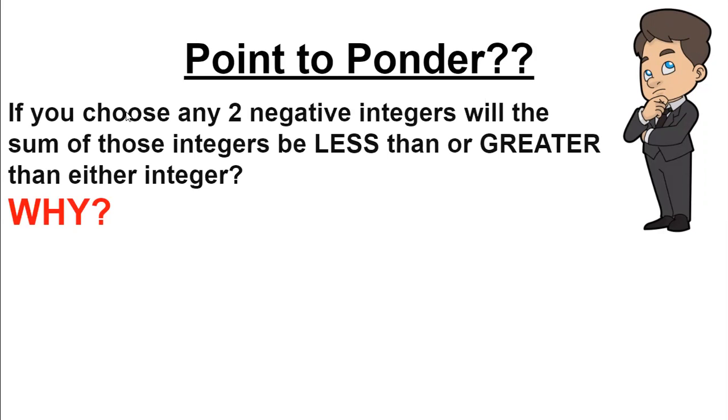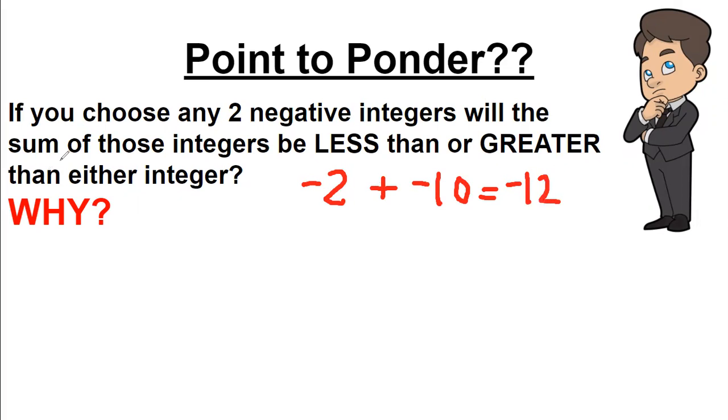If you choose 2 negative integers, will the sum of those integers be less than or greater than either integer? And then why? So let's choose negative 2 and let's try negative 10. We've chosen two negative integers, and we're going to sum them, add them together. And what are we going to get? Negative 2 plus negative 10 is going to give us negative 12, right?